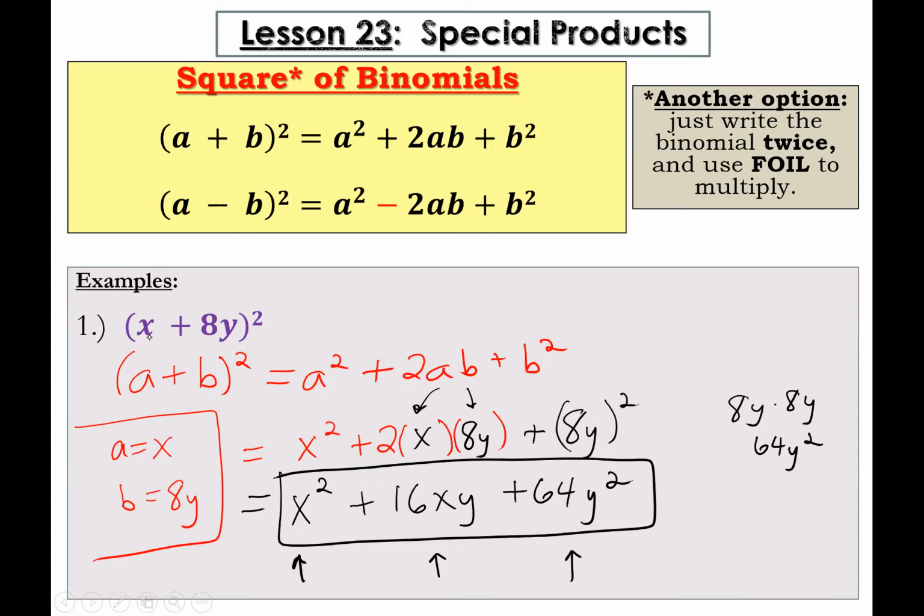So notice that our answer is a trinomial. We didn't get there using FOIL. We used this formula for the square of binomials. So essentially you do get to square the first term. You also get to square the last term. The middle term comes from multiplying the first times the last and then doubling it.